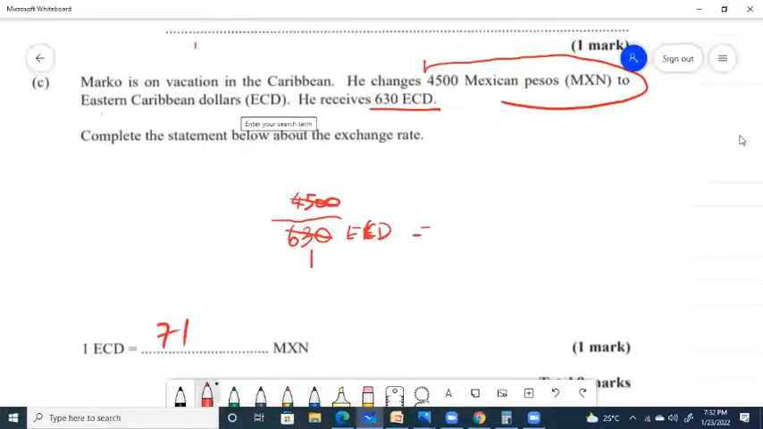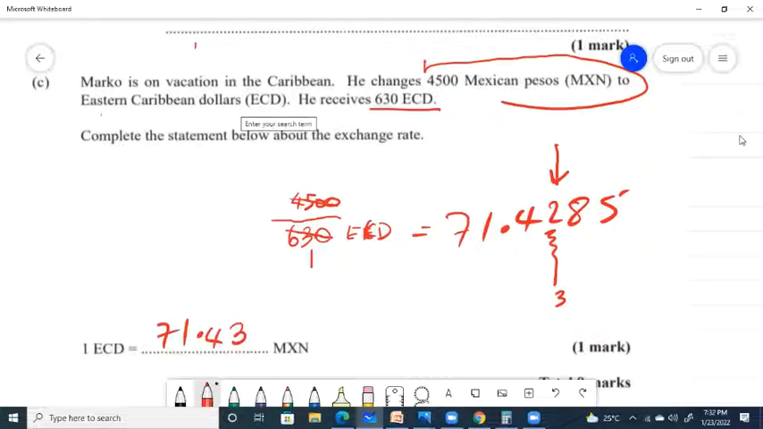Let me write it here first. You'll get 7.1428. We can stop there. Money is a default 2 decimal places, and you don't just write it, you round off. So this is going to become a 3. So you have 7.143. So 1 Eastern Caribbean dollar is $7.14 Mexican.